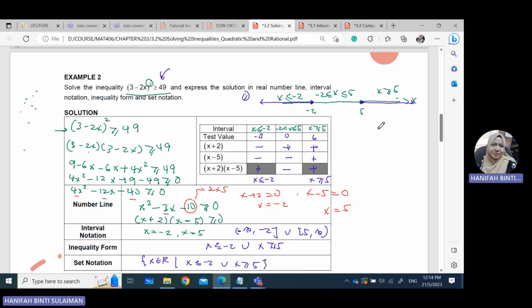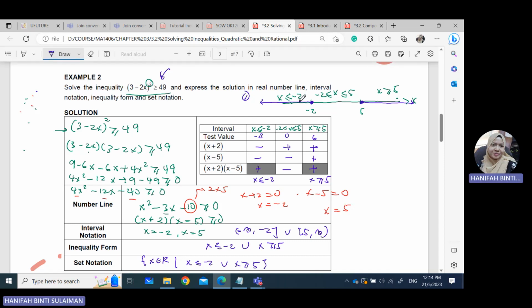So that one is based on the number line. So kat situ ada 3 area. So area yang pertama yang di sini. Okay, so area yang pertama. So untuk yang ini, this area is about X is less than negative 2. Maknanya X yang sebelum daripada negative 2 tu adalah negative 3, negative 4 dan seterusnya. So this area is about less than negative 2.